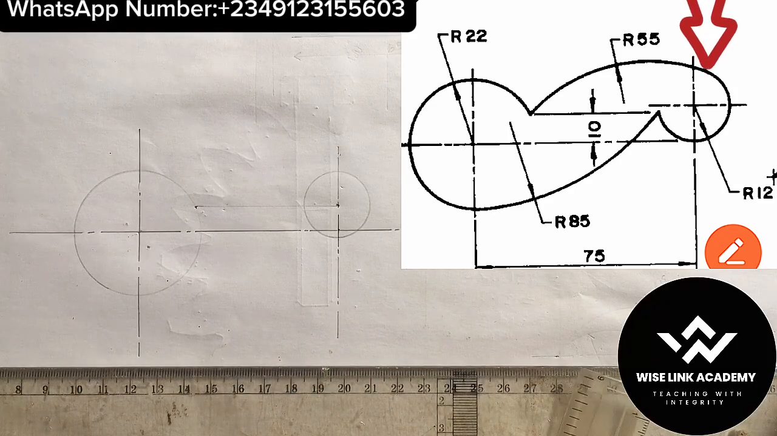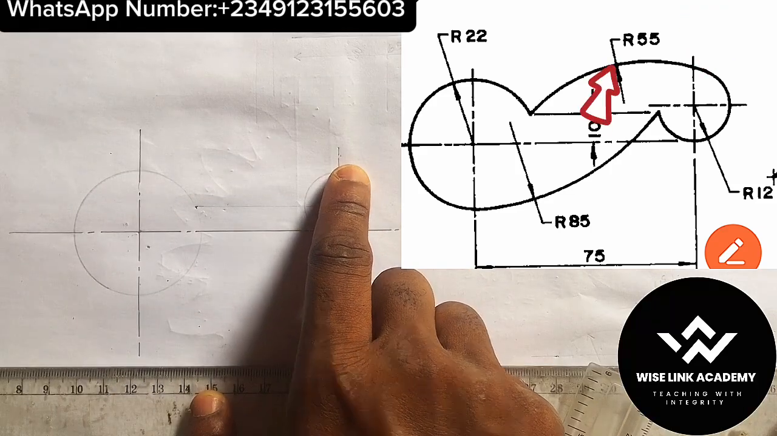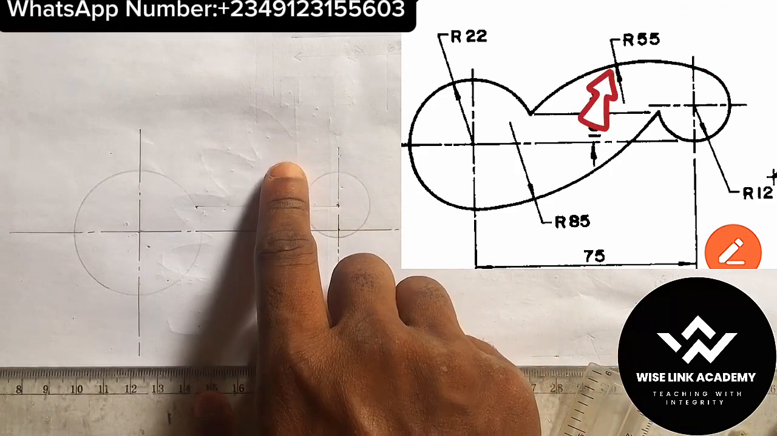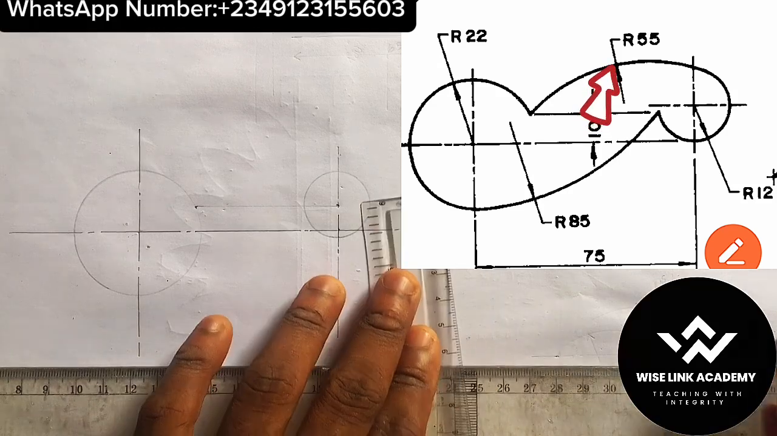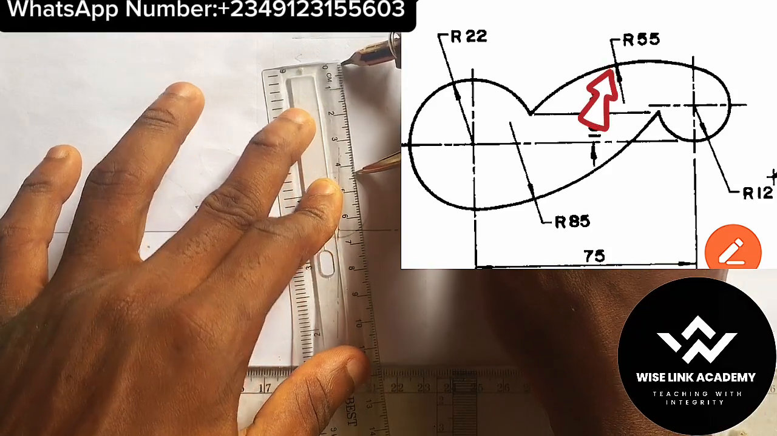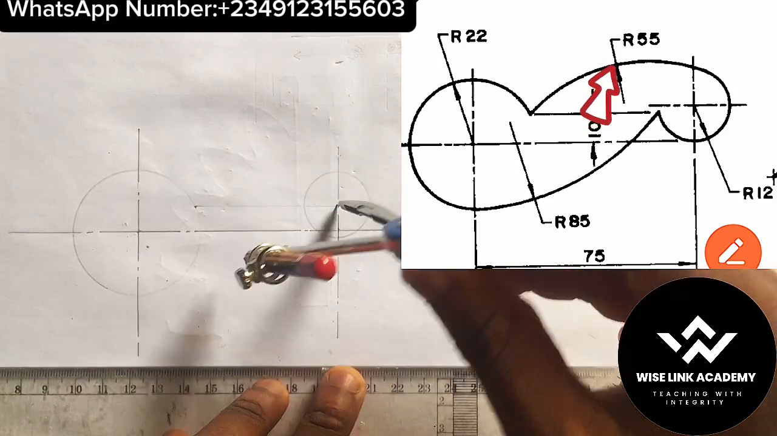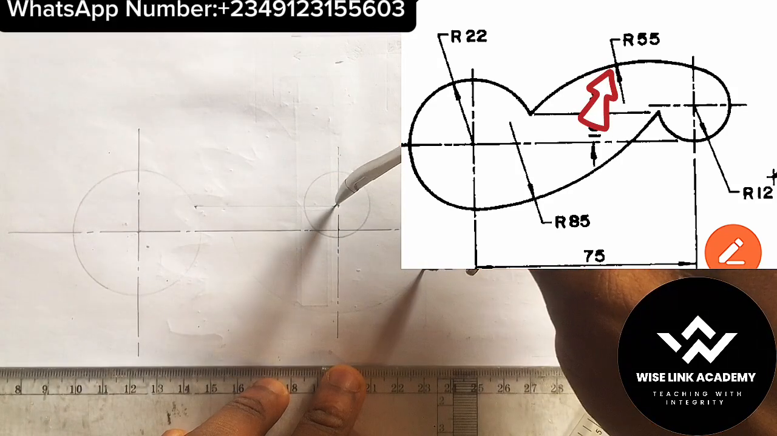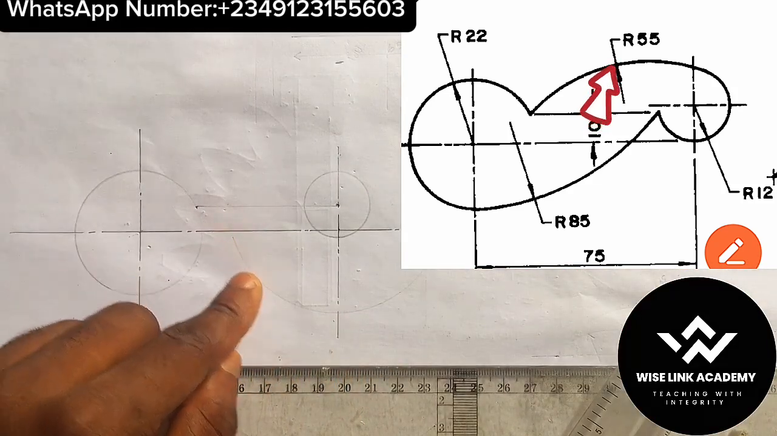Alright, what's the next task? It is to start getting our curve, this kind of curve from here to this point. Observe that my radius there is going to be 55. So subtract 12 from 55. If I subtract 12 from 55, I'll have about 43. So measure 43 to this point here. It means that I'll take my compass here and drop the arc down this way. As you can see, my arc.